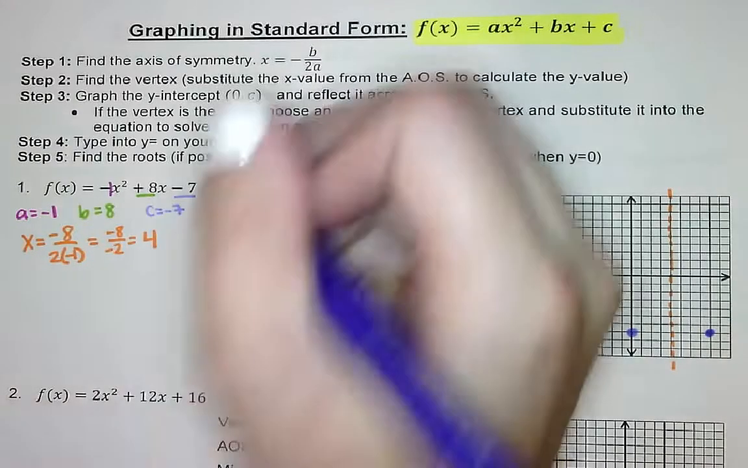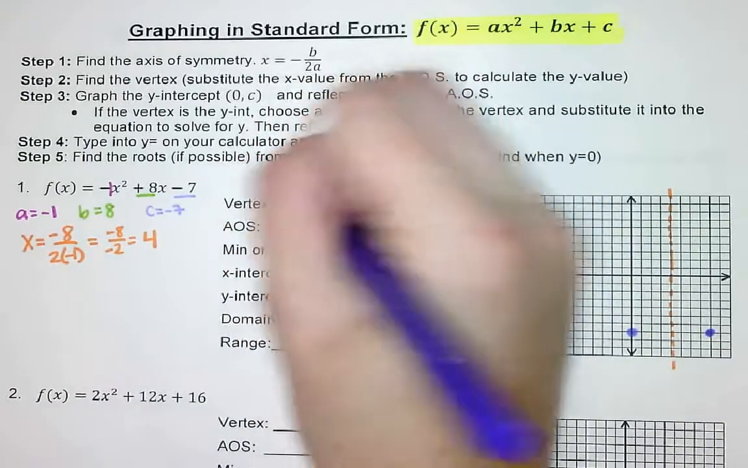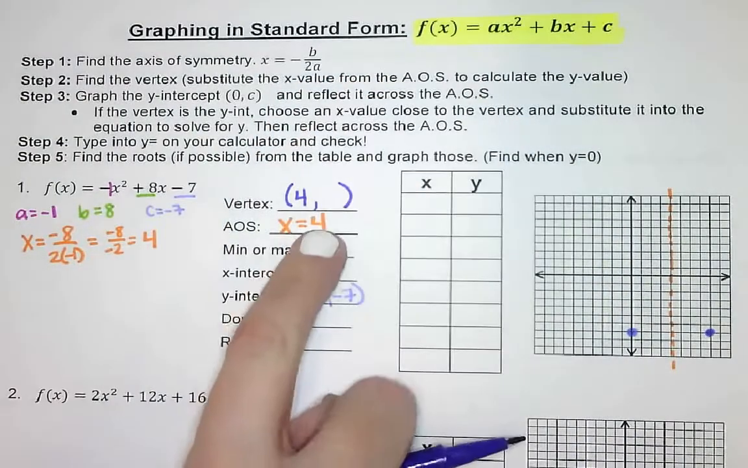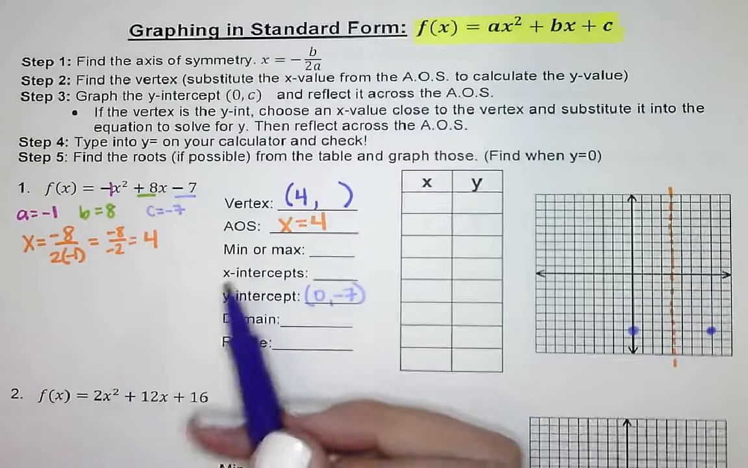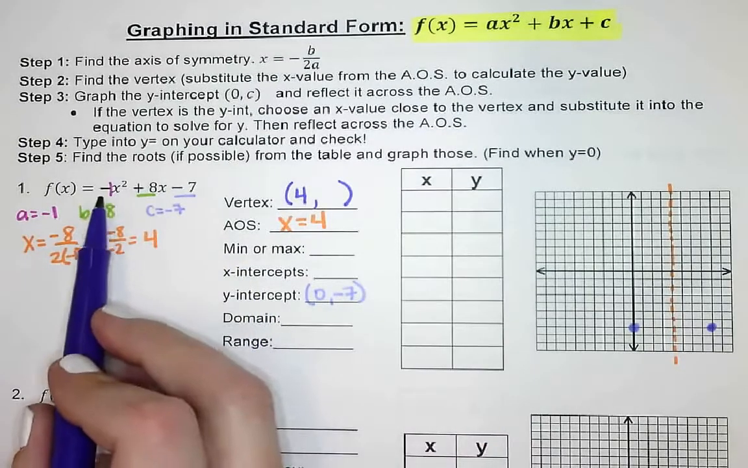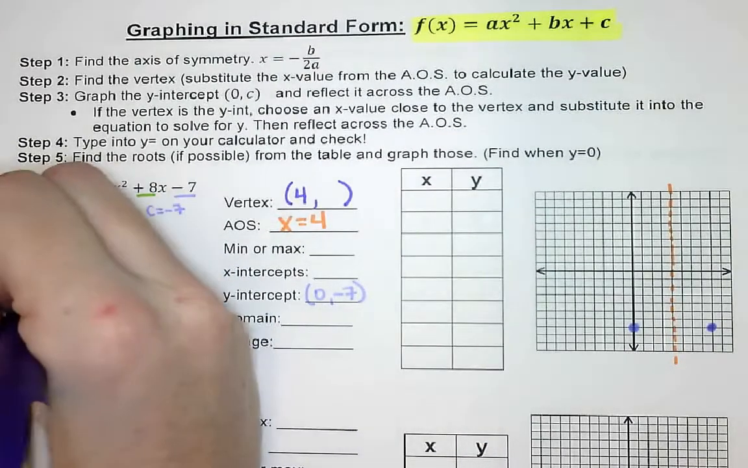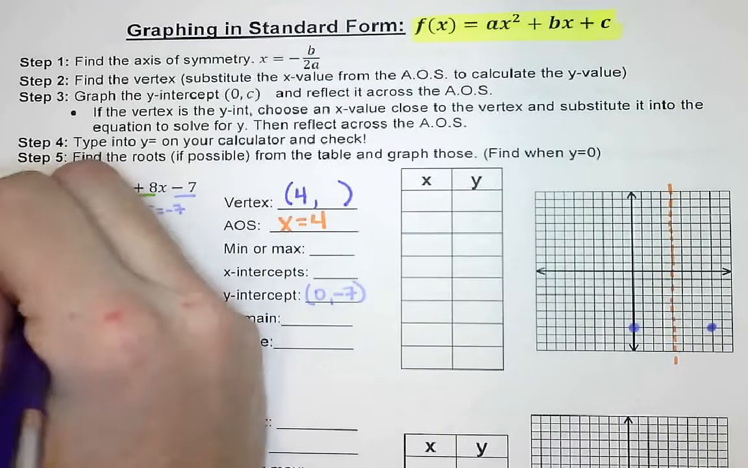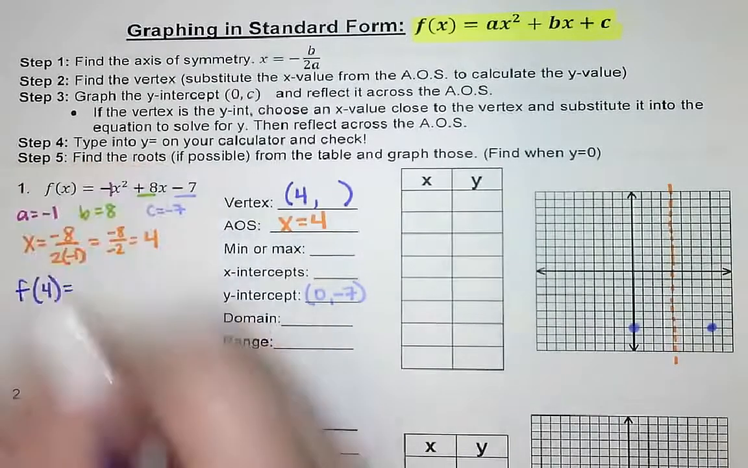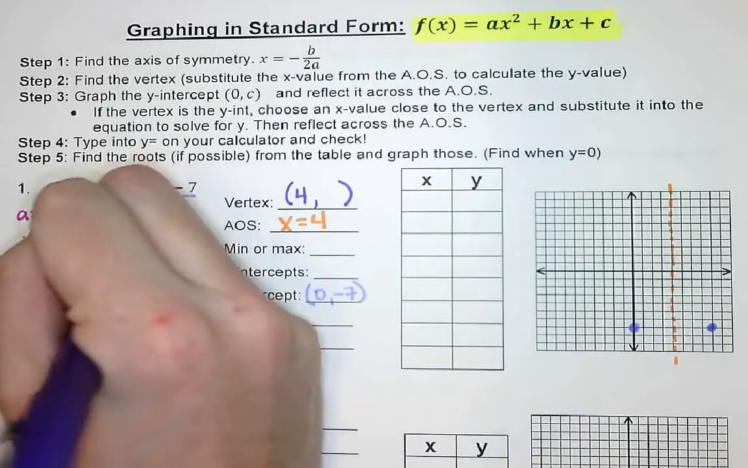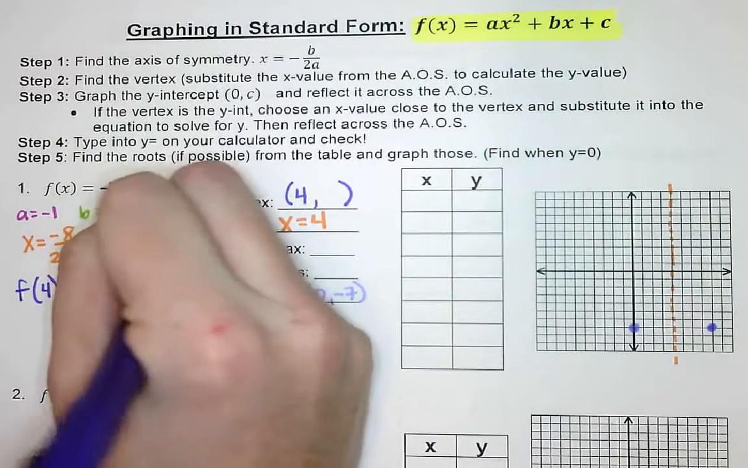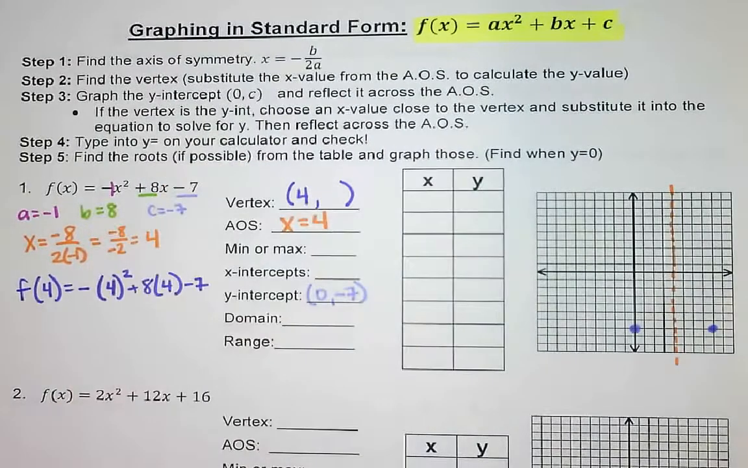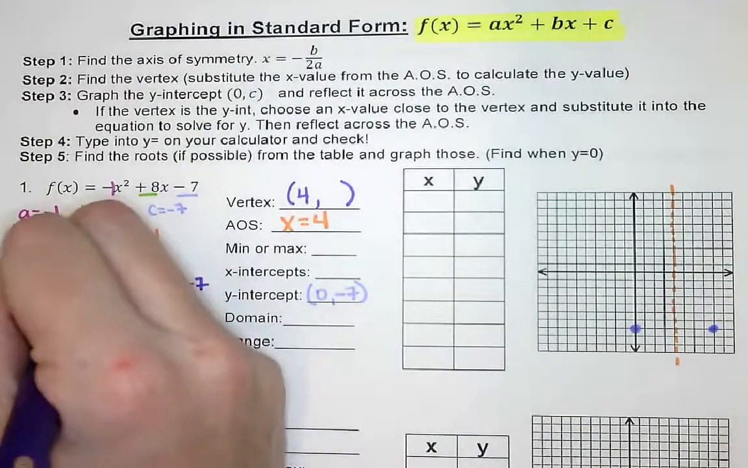And then really, guys, the only other point we need is our vertex. Well, how do we find the vertex? What are we going to do to find our vertex, y'all? Plug in your 4 into your equation. So I'm going to plug in 4 for my x. So it's going to be -4 squared plus 8 times 4 minus 7. So that gives me what?